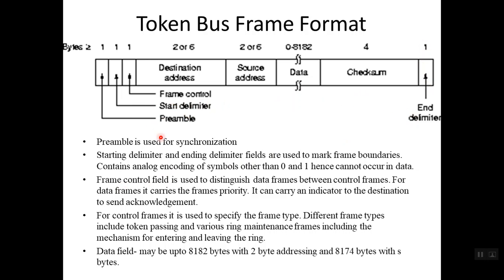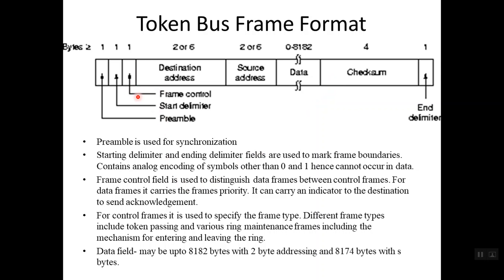Next is the frame control field. The frame control field is used to distinguish data frames from control frames. So we can have data frames and we can have control frames also. An example of a control frame is an acknowledgement frame. An acknowledgement frame normally does not contain data. So we have to distinguish between a data frame and an acknowledgement or other control frames. Control frames can be of various types, and we will discuss the various types of control frames later. So the frame control field is used to distinguish between data frames and control frames.